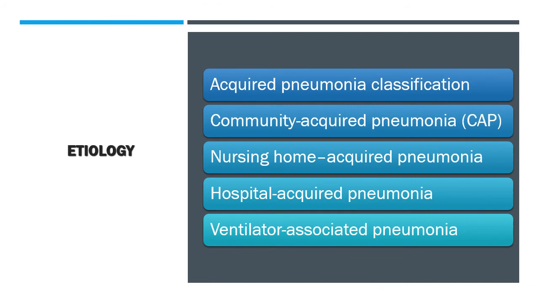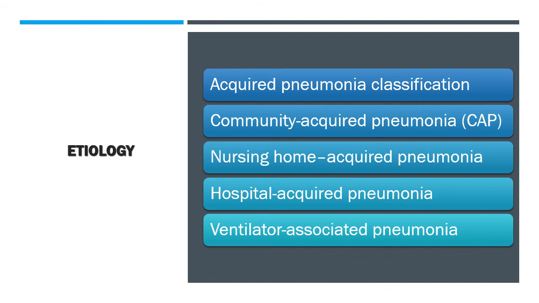Let's talk a little bit about how and where you can get pneumonia. The clinical presentation of where and how you get pneumonia is important. So acquired pneumonia classification just means, where did the pneumonia come from? If you got the pneumonia at home or out in the community, it's called a community acquired pneumonia.